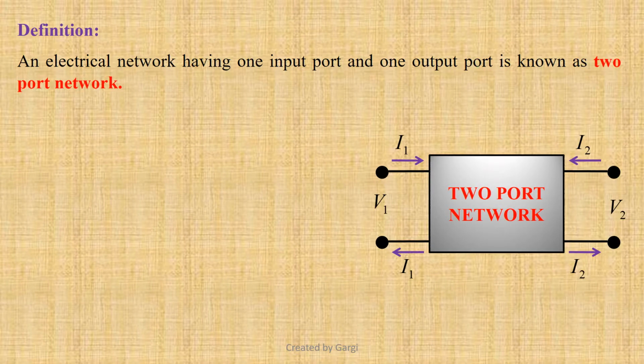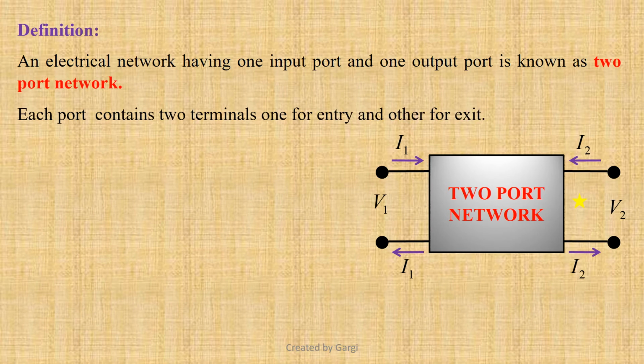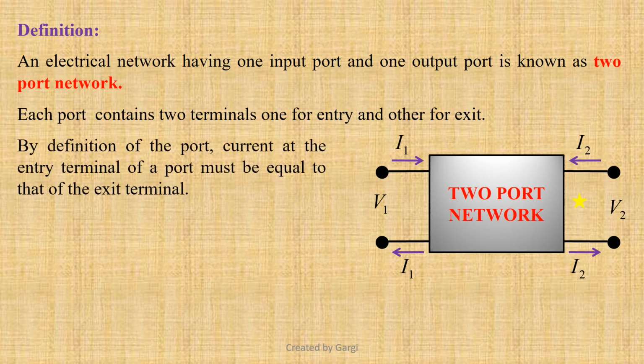An electrical network having one input port and one output port is known as a two-port network. Here we can see the block diagram of a two-port network. By analogy with transmission networks, one of the ports is called the input port and the other is termed the output port. Each port contains two terminals, one for the entry and the other for the exit. By definition of the port, the current at the entry terminal of a port must be equal to that of the exit terminal.